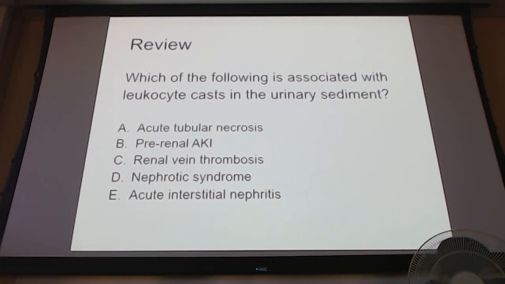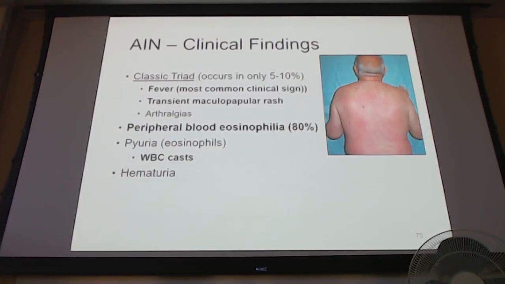Actually, so pyelonephritis or acute interstitial nephritis. If it's acute interstitial nephritis, what kind of white blood cell cast is it going to be? I mean, what kind of white cells will make up that cast? Leukocytes? Or not? Oh no, I was thinking of pyelonephritis. Eosinophils. Eosinophils.